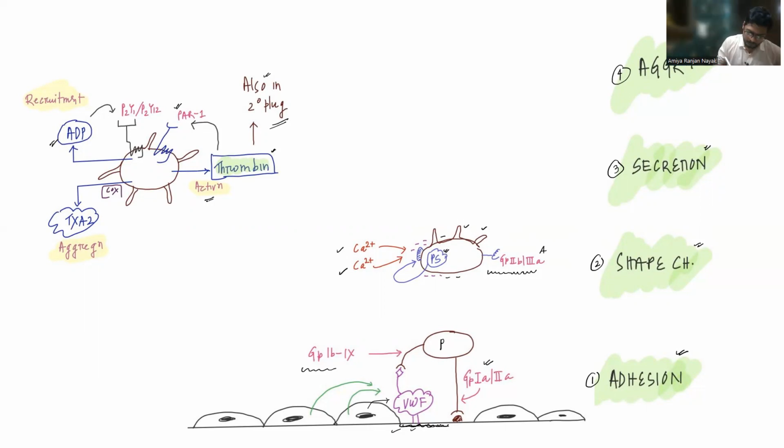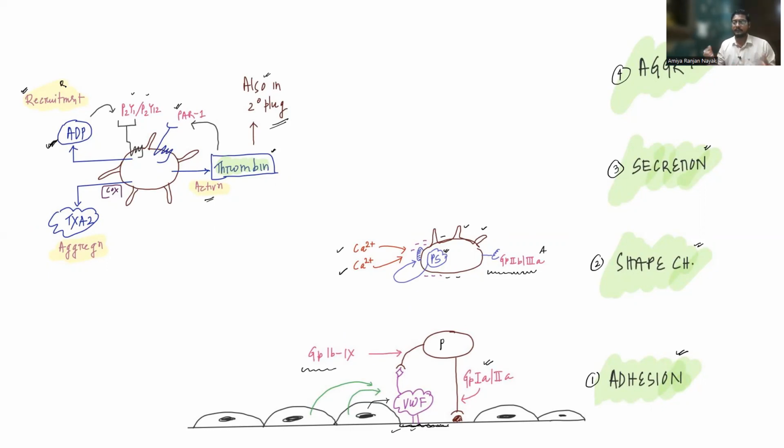Platelets also will release ADP. This ADP can bind to the P2Y1 and P2Y12 receptors. Both these receptors are G protein coupled receptors. After binding to these receptors, they can cause recruitment of additional platelets. So, binding of thrombin will cause activation, and binding of ADP also will cause activation, but apart from that, it can cause recruitment of additional platelets. So, more and more platelets will come.